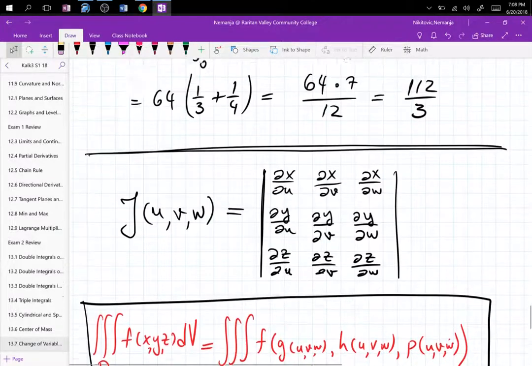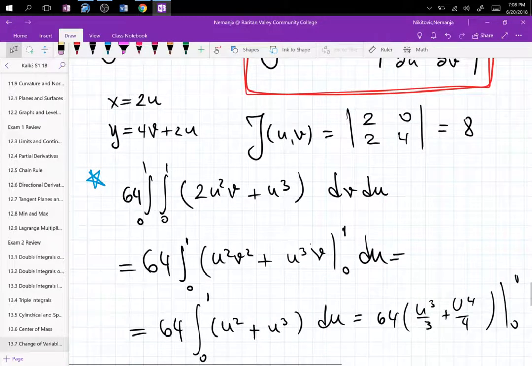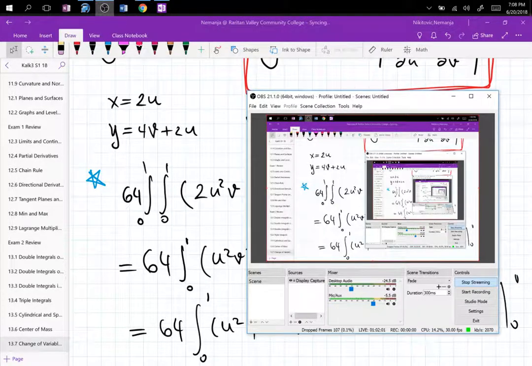So, yeah, that's 13.7. We'll do one more problem tomorrow for good measure. But you should practice. The homework is open.